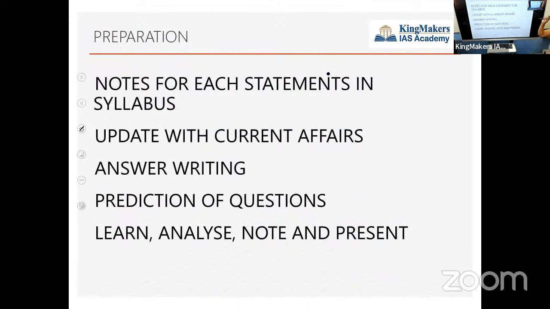Again, notes for each statement and syllabus, update with current affairs, answer writing, prediction of questions. Ma'am, what is there to predict? How to predict questions: have the syllabus in hand, read the newspaper, connect it with current affairs. That's all. It's very simple.